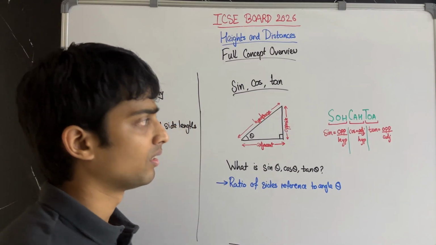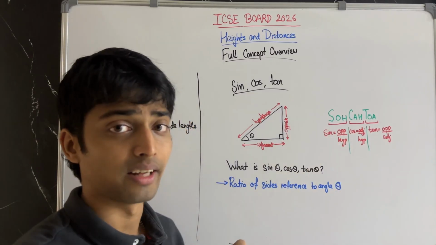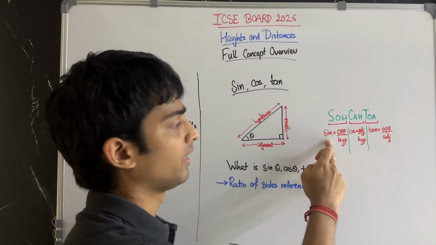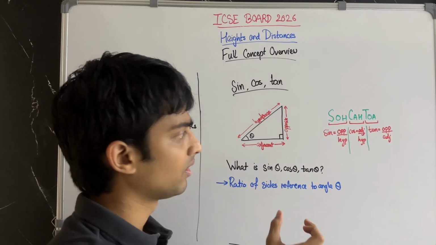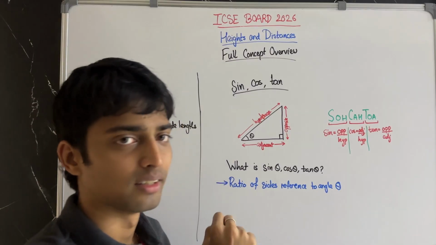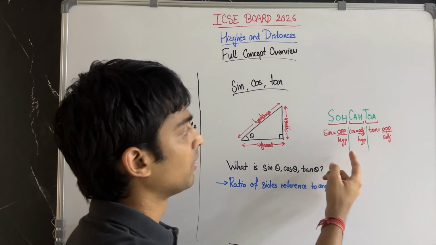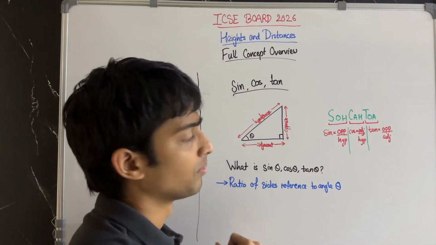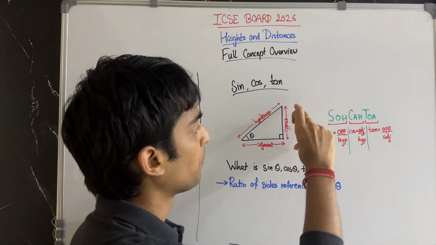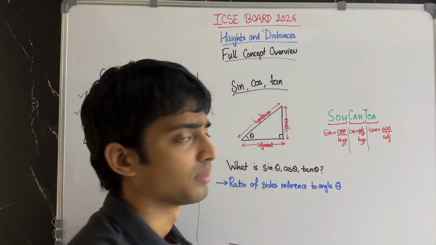Now what does this mean? These are the ratios of side lengths. So sine theta, whatever angle it is, will be equal to the opposite side length upon the hypotenuse side length. Cos theta will be equal to the adjacent side length upon the hypotenuse side length. Tan theta will be equal to the opposite upon adjacent side length.